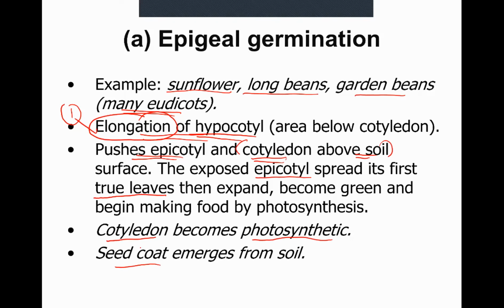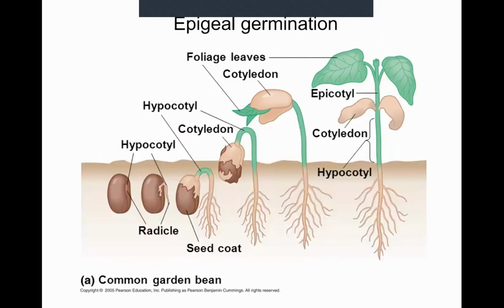The seed coat emerge from the soil. Seed coat akan keluar daripada tanah. Maksudnya akan nampaklah dekat atas tanah. That is epigeal germination. Okay, tak nampak kan macam mana kan? Kita tengok gambar dulu. Right. So this is common garden beans. So remember this is eudicot.